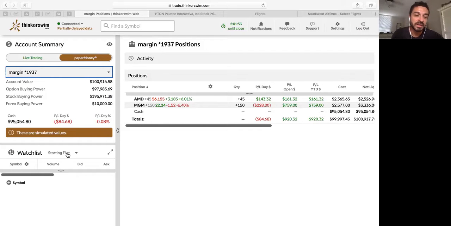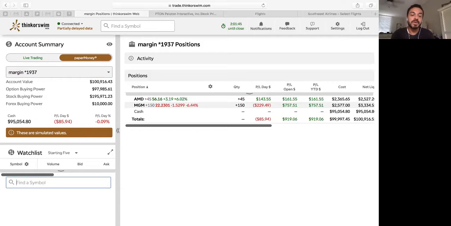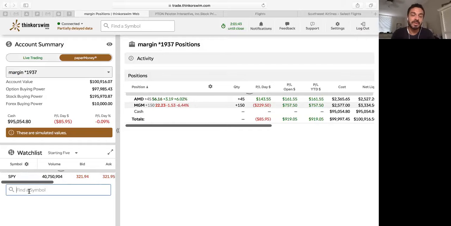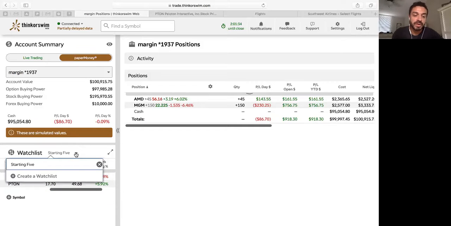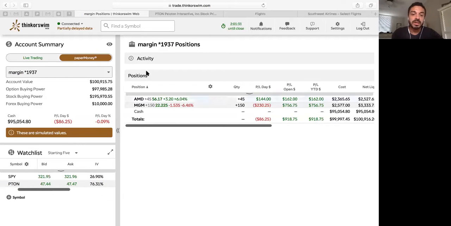So you have your account summary on the left, your watch list. And if you have a watch list in another place, go ahead and shift over the ones you want to look at. So you hit the plus symbol. I'm going to put two tickers up. I'm going to put SPY, which is the S&P 500, and I'm going to put Peloton. Those are the two I'm going to put in here, but you can add as many as you want. You can also create other watch lists, and we'll get back to that. And then on the right is your account balance.